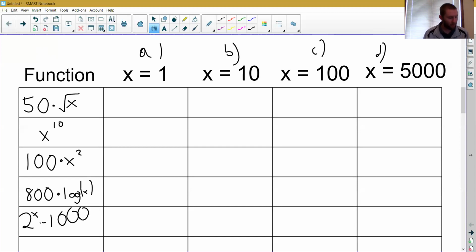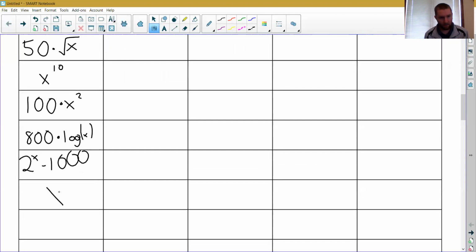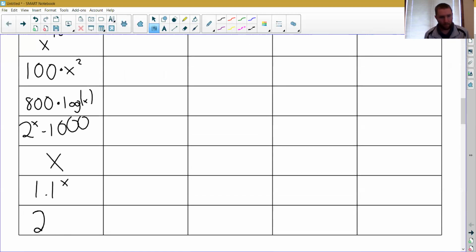Then we have x, just regular x. Then we have 1.1 to the x. Then we have 20x to the third, okay? So we're going to go through these functions.